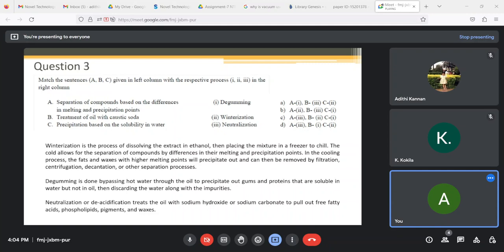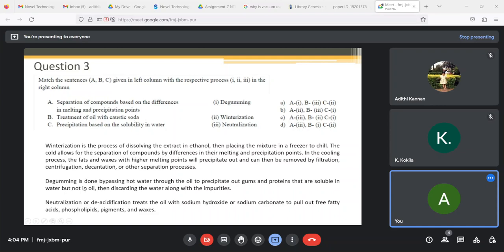So oil should have only triglycerides. If it has any free fatty acids, phospholipids, and so on, you need to remove those. That can be done by the step of neutralization, where you treat the oil with different strengths of caustic soda based on your need. So neutralization corresponds to treatment of oil with caustic soda.